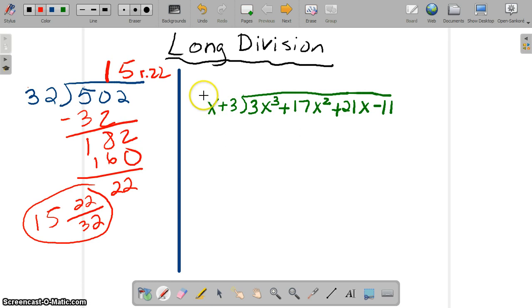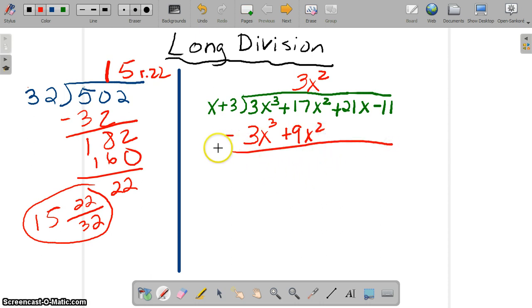So we're going to look at the x. What times x is going to give me 3x cubed? So that is going to be a 3x squared. And notice that I lined it up above my x squared, just kind of like you do over here with the place values. So x times 3x squared is 3x cubed. And 3 times 3x squared is 9x squared. And now we're going to subtract.